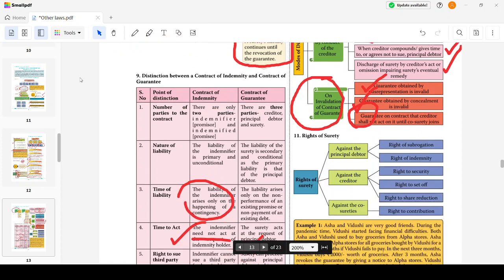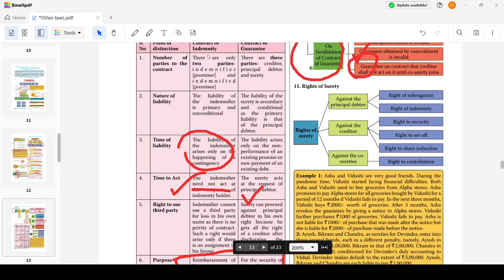Rights of surety. Against the principal debtor, he has the right of subrogation and the right of indemnity. Against the creditor, the right to security, right to set off, and right to share reduction. And against the co-surety, it is the right to contribution. Let's repeat it. Against the principal debtor, he has the right of subrogation, which means I am going to substitute some other person in place of me. That's a common example of subrogation. Indemnity, security, set off, and share reduction in the case of the creditor, and the co-surety has the right to contribution. You can go over this example later on.